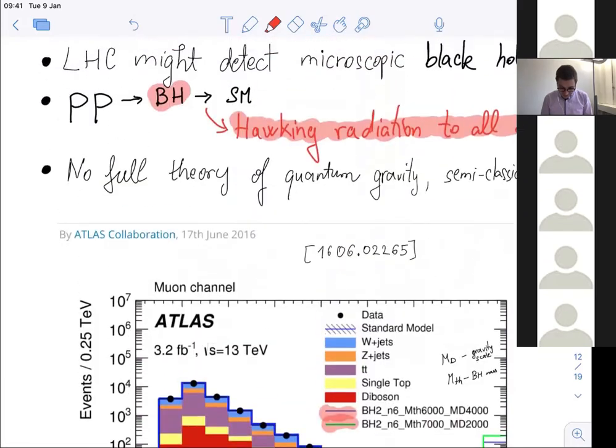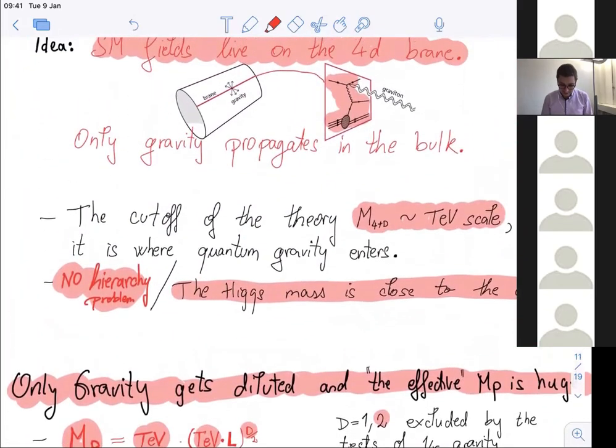Okay, do you have any questions about the ADD model and how it solves the hierarchy problem?